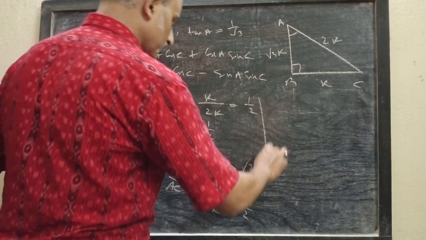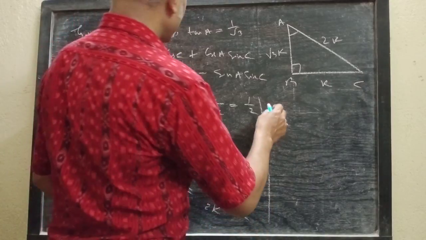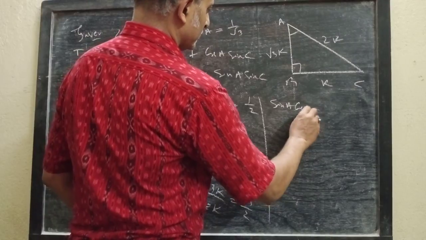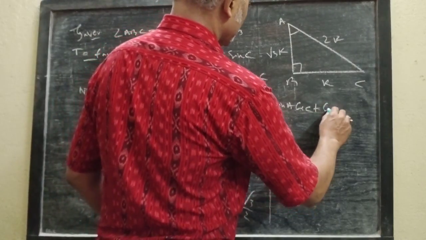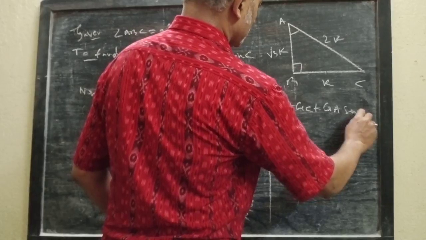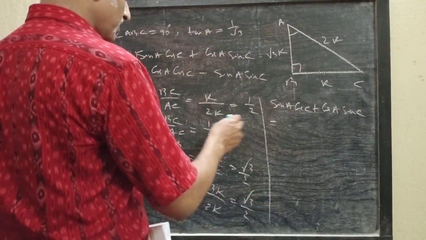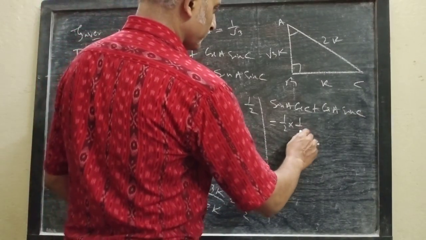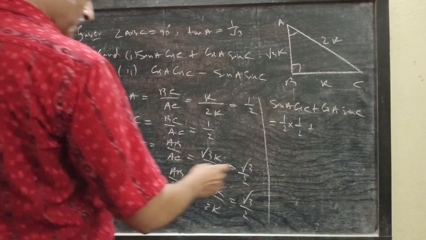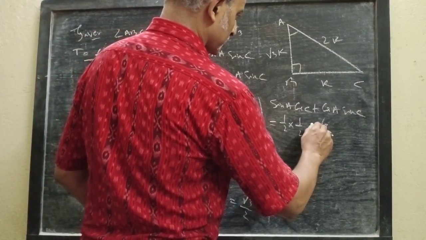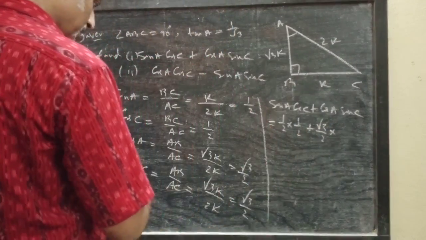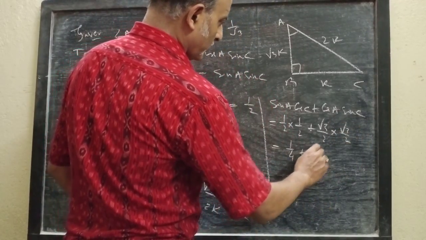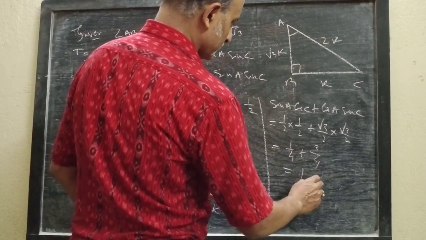So now finding in this side: sin A cos C plus cos A sin C. Your sin A is obtained half, cos C is obtained also half, cos A is root 3 by 2, this is plus, into sin C is also root 3 by 2. This becomes 1 by 4, this becomes 3 by 4, this is 1.